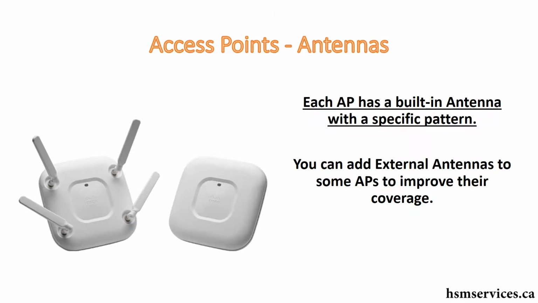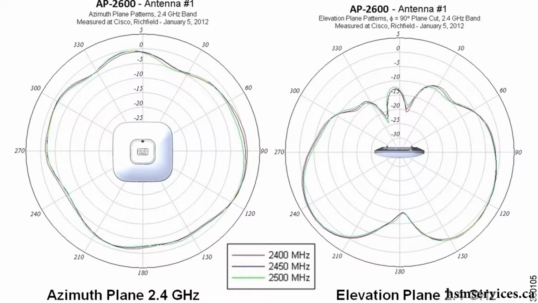And in this case, we're going to look at the Cisco 2600 access point coverage. So if we look, typically a manufacturer will give you the coverage diagram in the azimuth plane and the elevation plane for every AP they manufacture at 2.4 gigahertz and at 5 gigahertz. So you can see it's not a perfect circle. That's because there's various electronic components inside the access point that affect the signal. It's even worse in the elevation plane.